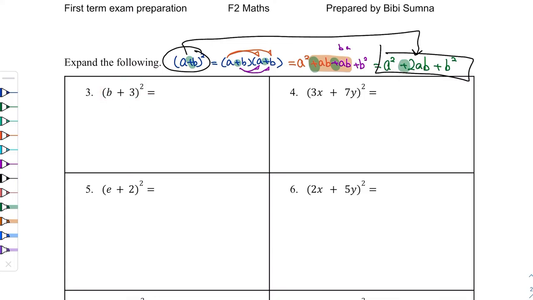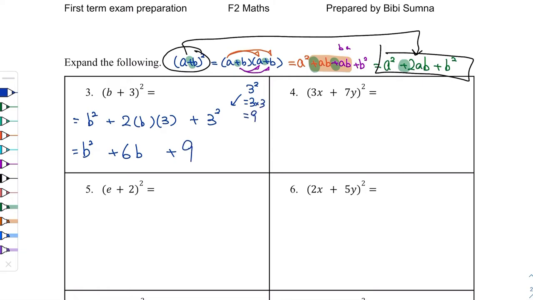So how about here? What happens now? B plus 3 square. So a plus b square becomes a square plus 2ab plus b square. Now here we can do nothing, so just keep it there. How about here? There are numbers, so 2 times 3, you can make it 6. How about there? 3 square. 3 square means 3 times 3, which is 9. Of course you can use a calculator, it's all up to you.